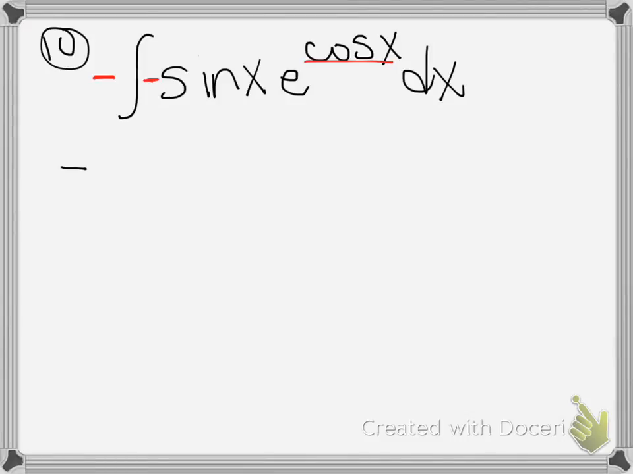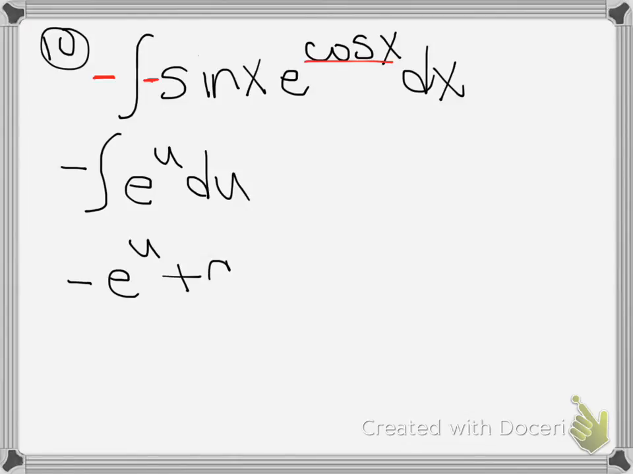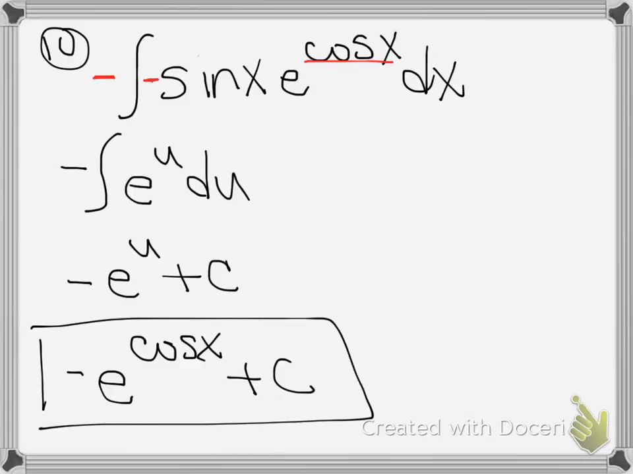And so we have the negative of the integral of e to the u du, which is just e to the u plus our constant. But we have to replace the u. And so we get negative e to the cosine x plus c.